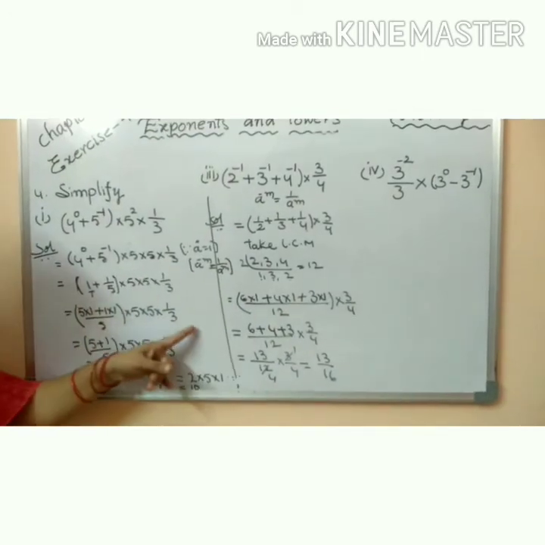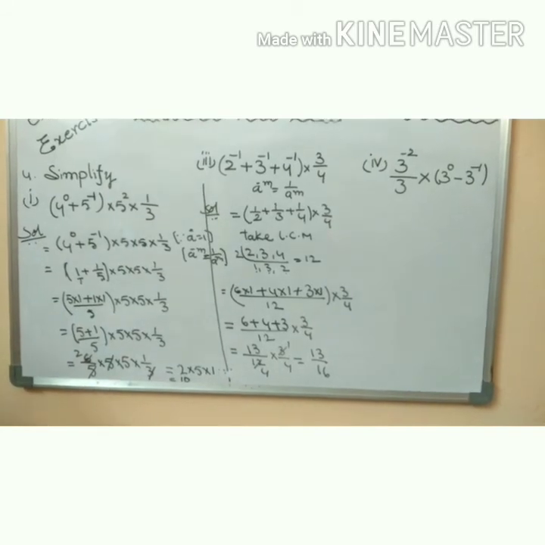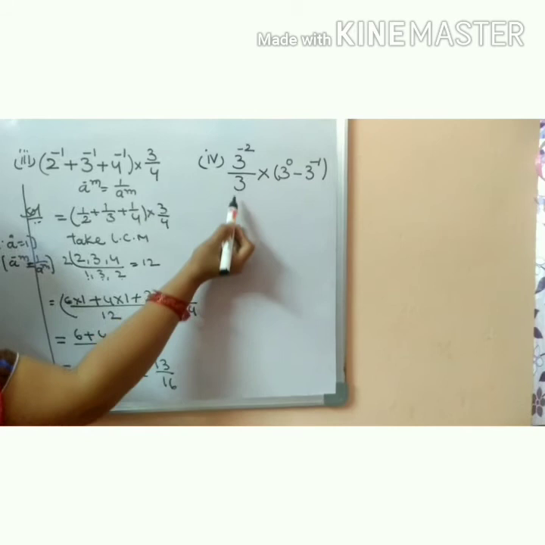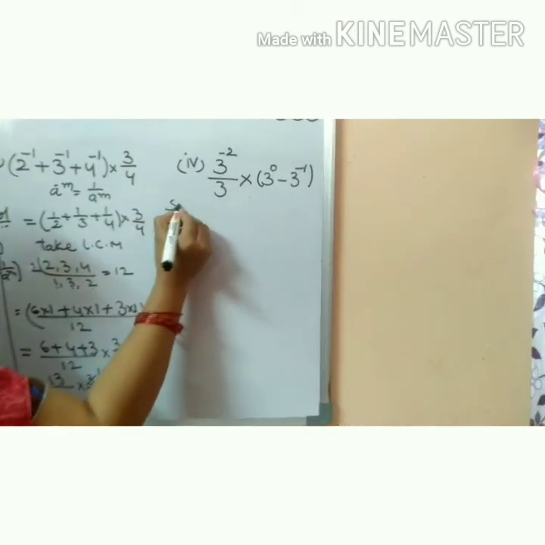Okay children, it is third problem, understood? Okay. Next one is the fourth one. 3 power minus 2 by 3 into 3 power 0 minus 3 power minus 1. Solution.